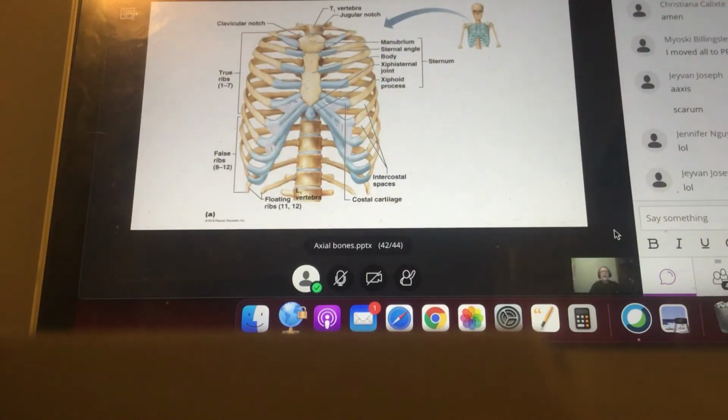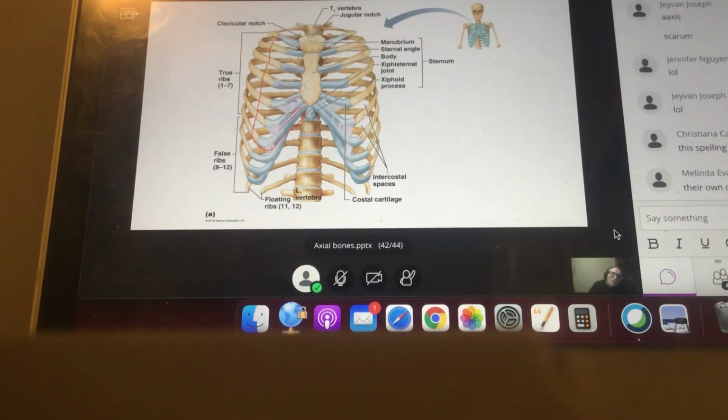So, awesome. Now, the ribs. You got to know that ribs 1 to 7 are true ribs. Why? Because 1, 2, 3, 4, 5, 6, 7, they each have their own costal cartilage. Look, its own, its own, its own, its own. And that costal cartilage attaches to the sternum. That's why it's true.